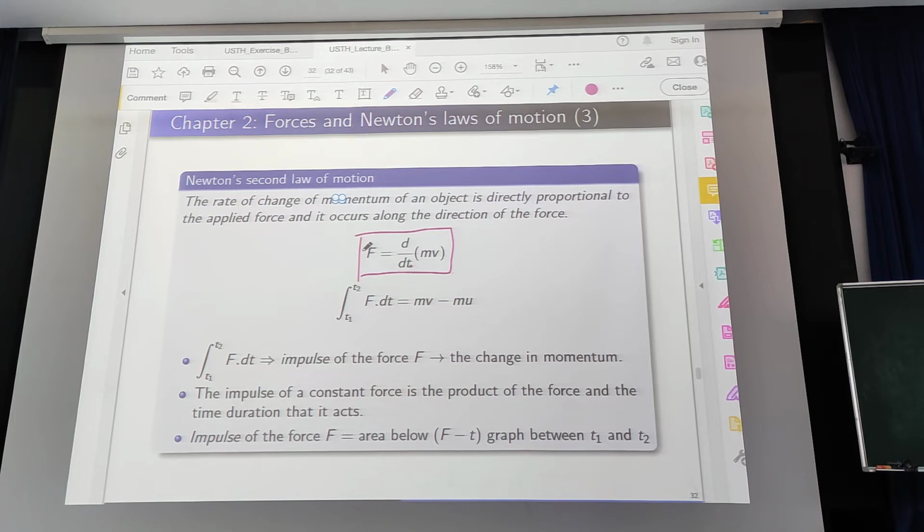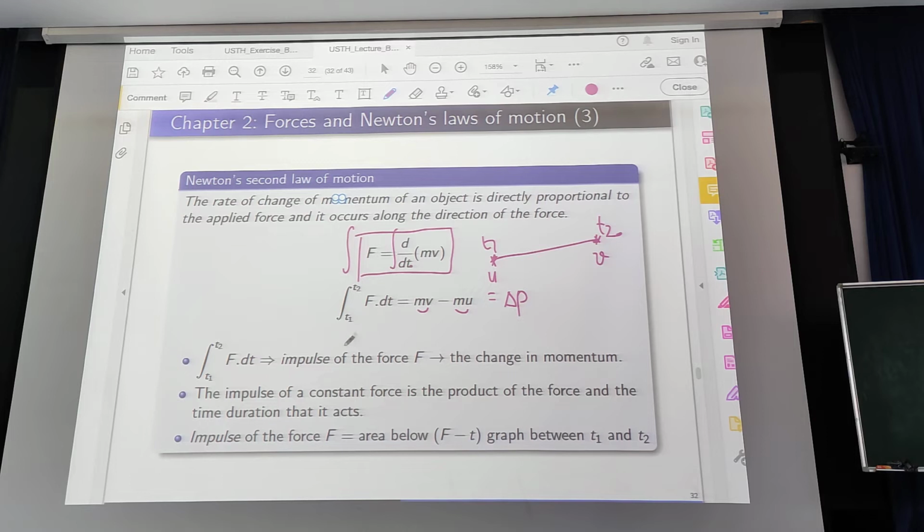Okay. So now you integrate both sides from T1 to T2 of F dt, and then you will get the change of the momentum, delta P. You are moving, at time T1 the velocity is u, at T2 the velocity is v. So the change of the momentum is mv minus mu, equal to the integral of F dt.